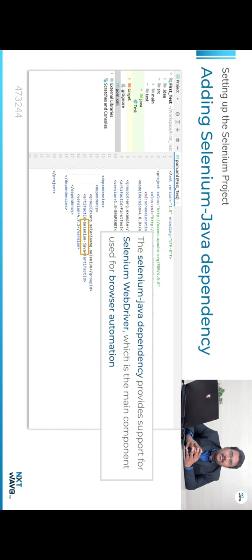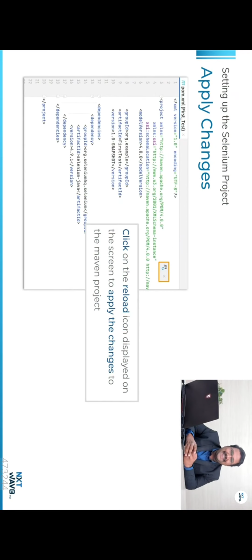As we have understood, the Selenium Java dependency will provide support for the Selenium WebDriver, which is the main component used for our browser automation scenario. Going forward, you can explore more such dependencies and play around with them as well. Once we have modified the pom.xml file and added the dependencies, to apply the changes, we'll need to click on the reload button.